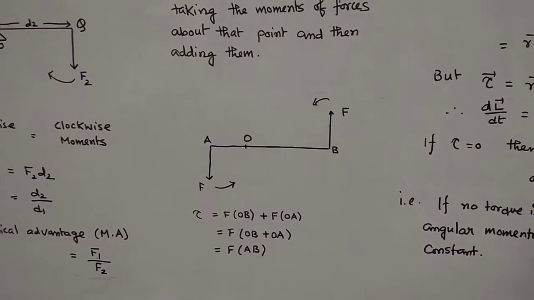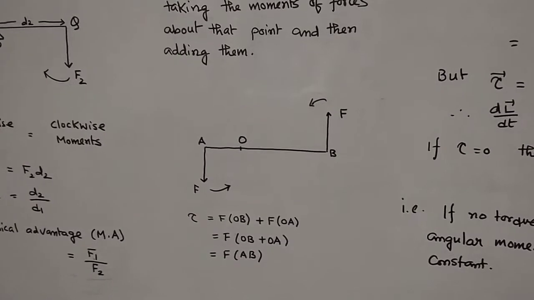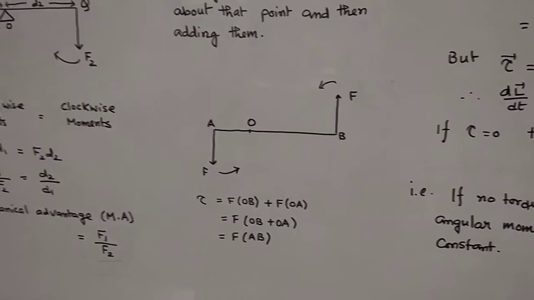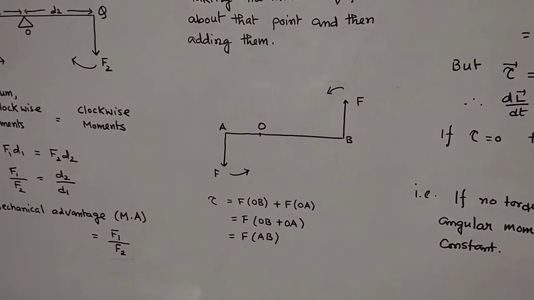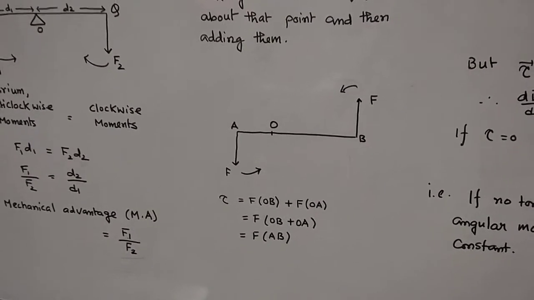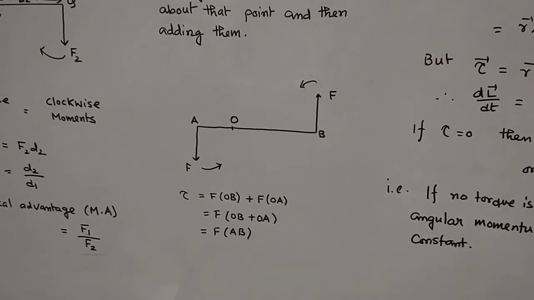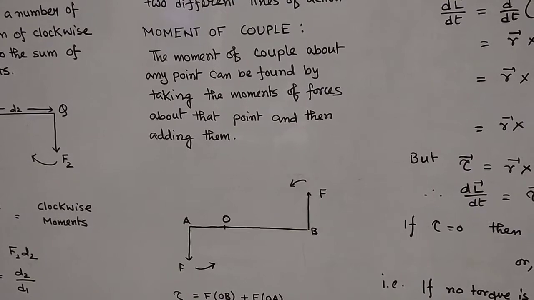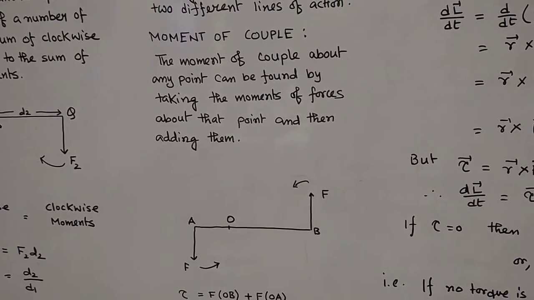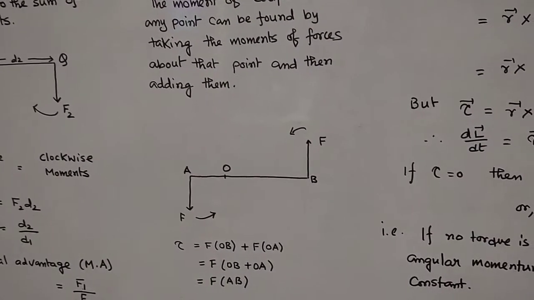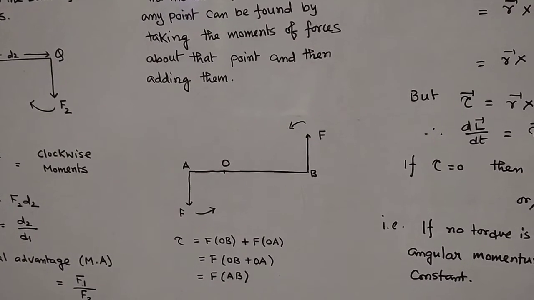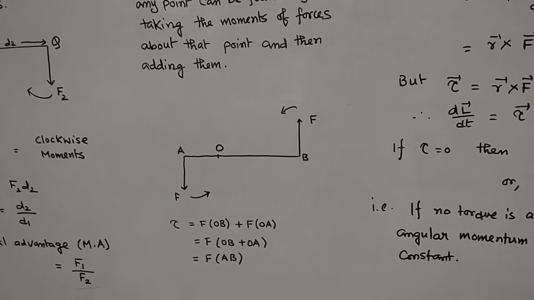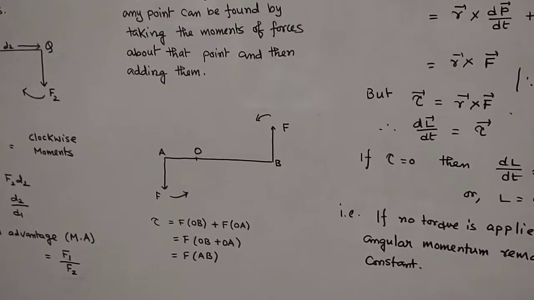So tau equals F times OB, which is in the clockwise direction, plus tau equals F times OA, which is again in the clockwise direction. So that's why it is added up. As per the definition, the moment of a couple about any point can be found by taking the moments of the forces about that point and then adding them. So F OB plus F OA, F is common, OB plus OA, that is nothing but your AB. So tau equals F AB. This is your moment of couple.